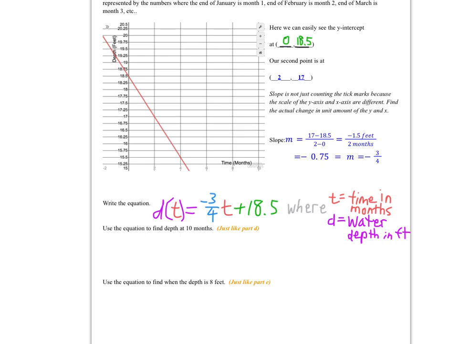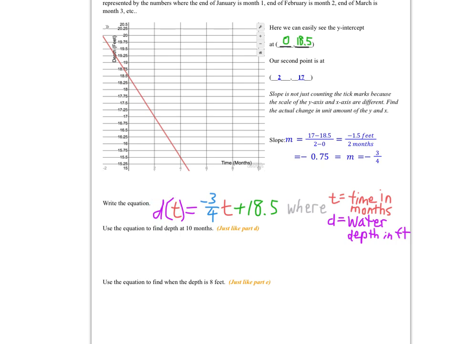First, we have d of t equals -3 over 4t plus 18.5. Whenever you have a real-world problem, you should define what your variables are. Here, I'm saying t is time in months. D is the water depth in feet. Remember, this is just a fancy way of writing D.